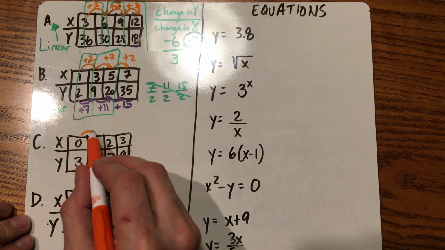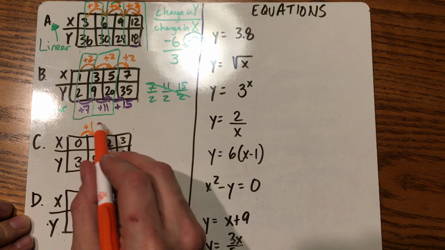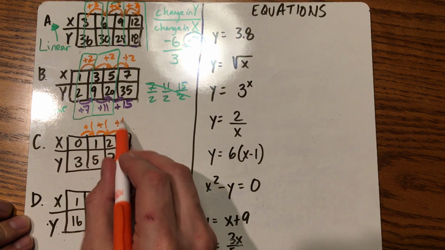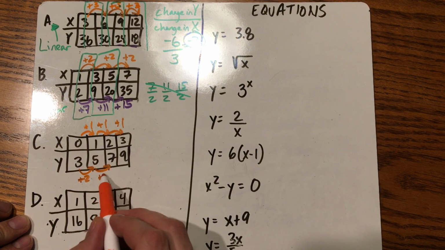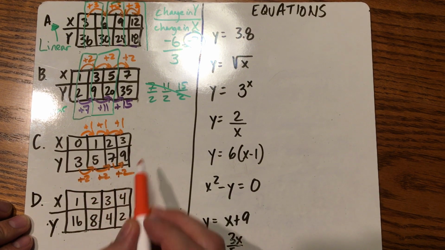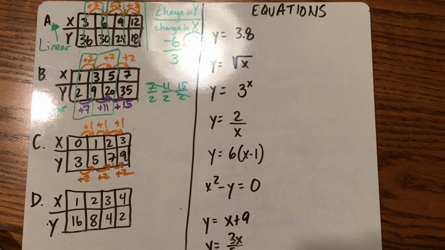From here, this is adding 1. From 1 to 2 is adding 1. From 2 to 3 is adding 1. And then down on the bottom, 3 to 5, that's adding 2. 5 to 7, that's adding 2. 7 to 9, that's adding 2. When the whole thing is consistent like this, the answer is definitely going to be yes.